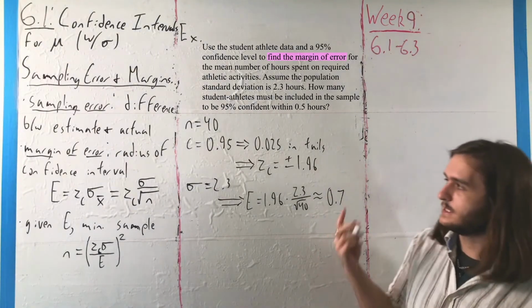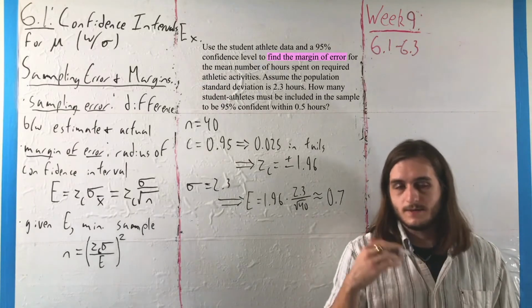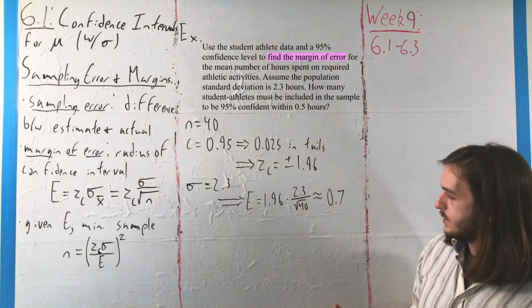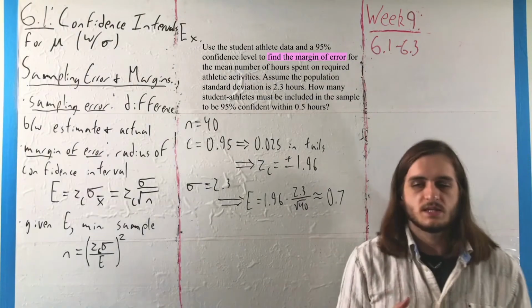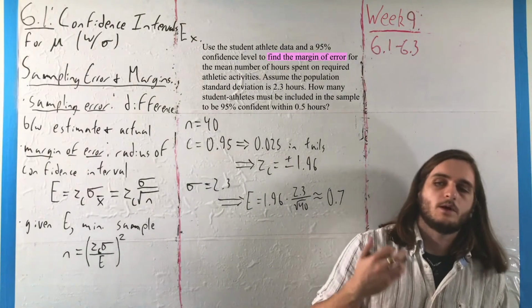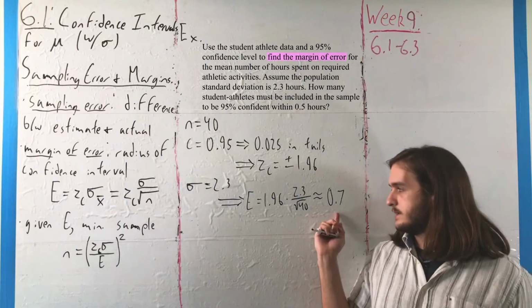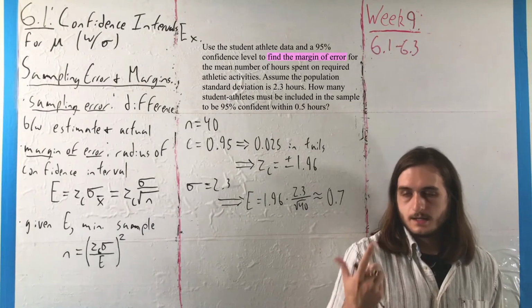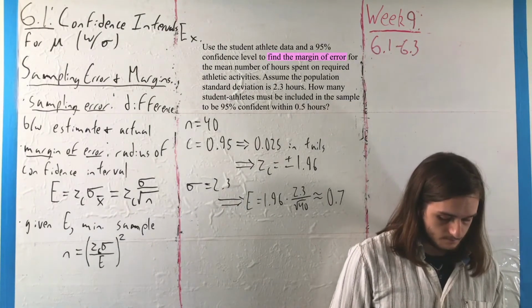So if we want to be 95% confident of getting the actual mean amount of time spent, we would want our margin of error to be about 0.7 of an hour. And then from there, if we want to make our interval, we would add and subtract that 0.7 from x bar and get an appropriate window.